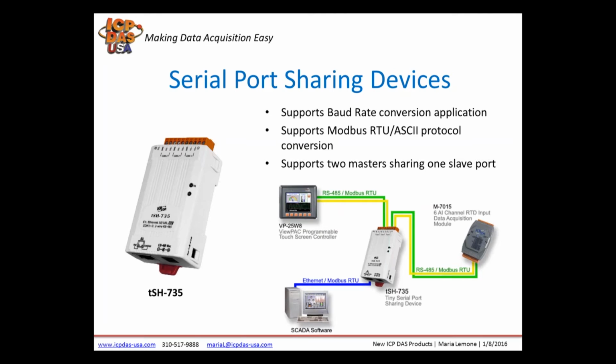This device has baud rate and Modbus RTU ASCII conversion features, so the baud rate conversion makes it possible to communicate between master and slave devices. It allows for differences in baud rates and data formats to be sent. Modbus RTU ASCII conversion allows for a single Modbus RTU master device to communicate with Modbus RTU ASCII slave devices through different protocols, baud rates, and formats.